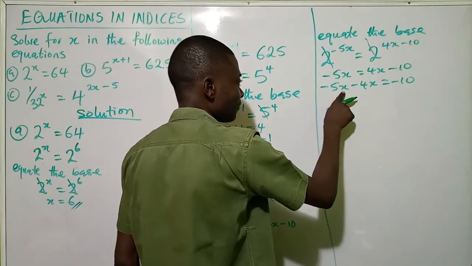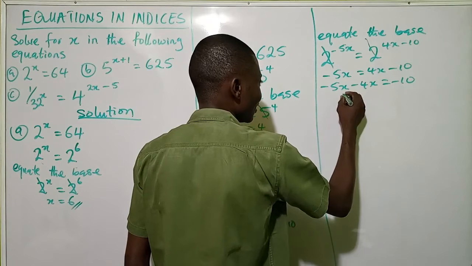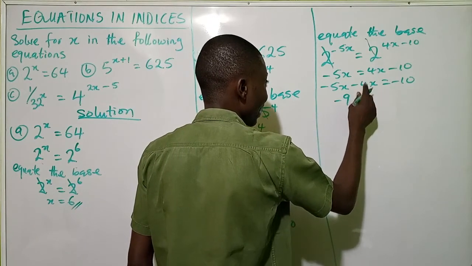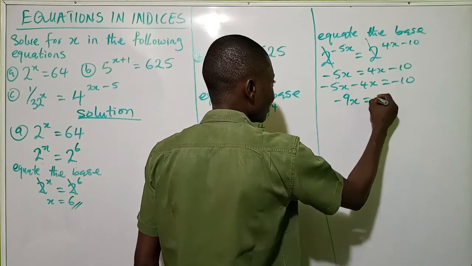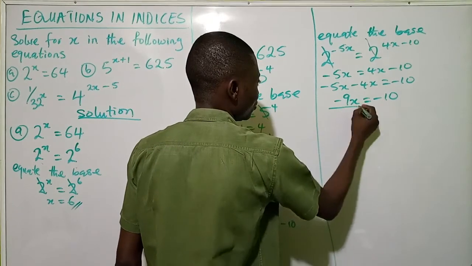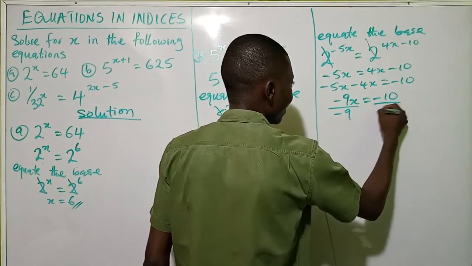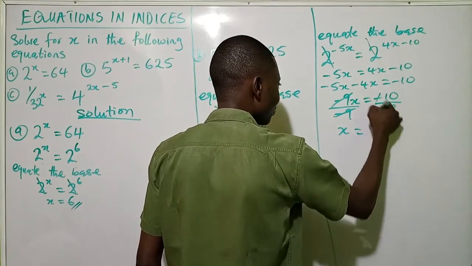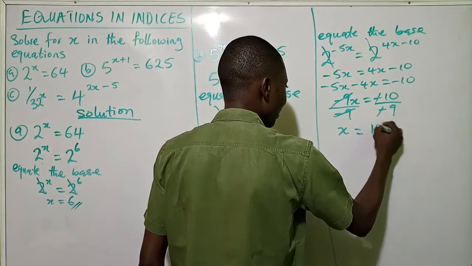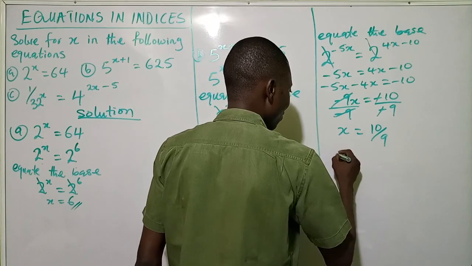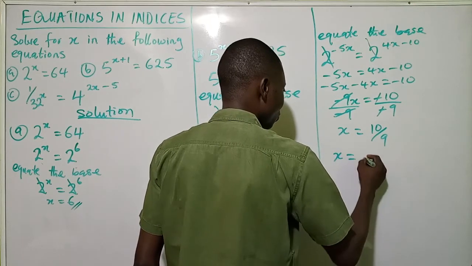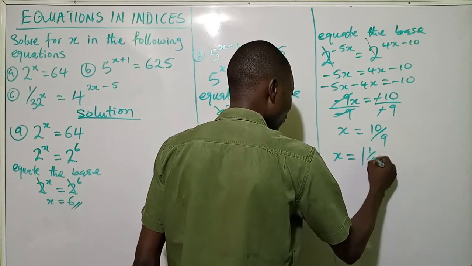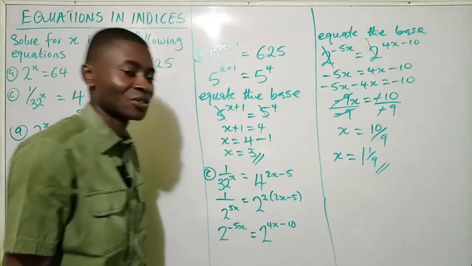So minus 5x minus 4x will give us minus 9x equals minus 10. You divide both sides by minus 9. So x equals, cancel the minus, x equals 10 over 9. Or you can just write it as 1 whole number 1 over 9. So that is it.